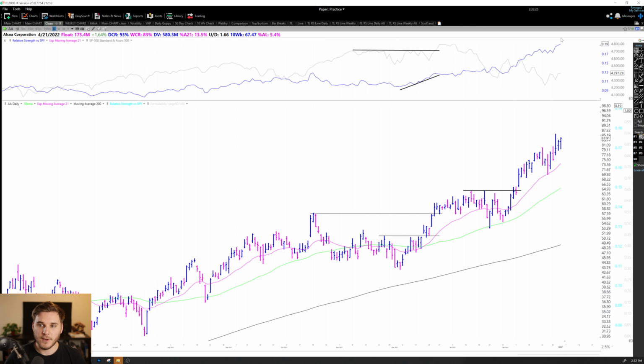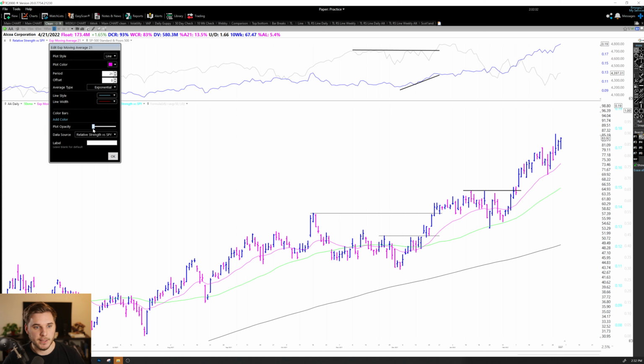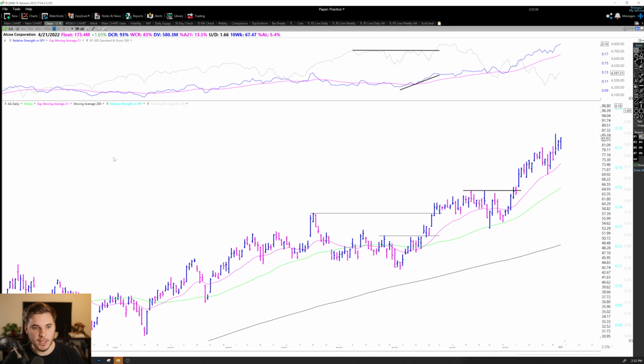And to help identify when the stock is outperforming over a certain period, I think it's really helpful to add a moving average to that RS line. And that's exactly what I've done here in TC2000. And you can do this in TradingView, whatever charting software you use, you should be able to do this. And basically, if the stock's relative strength line is increasing above an increasing moving average, the stock is in a relative strength phase if the overall market is pulling back or going sideways.